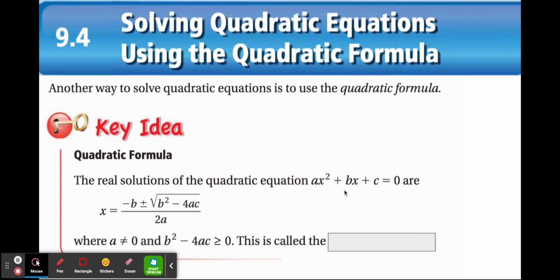So here is the quadratic formula. It's x is equal to negative b plus or minus the square root of b squared minus 4ac over 2a. A is not equal to 0, and b squared minus 4ac is greater than 0. And this is called the quadratic formula. And I'm going to play a cute little song for you in just a bit.